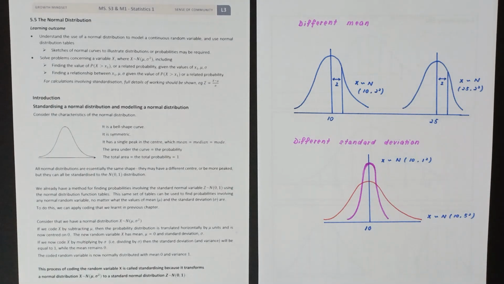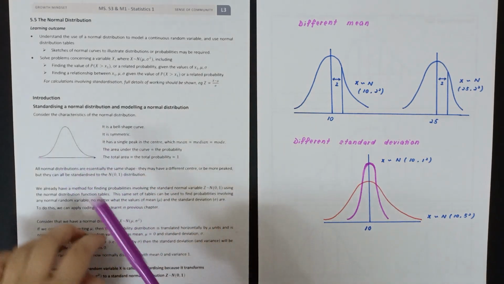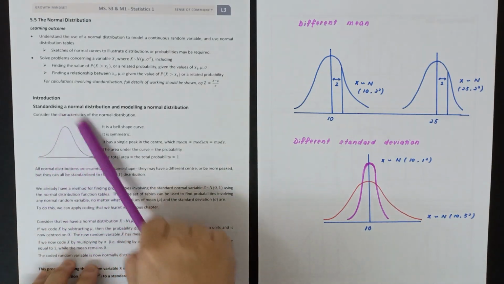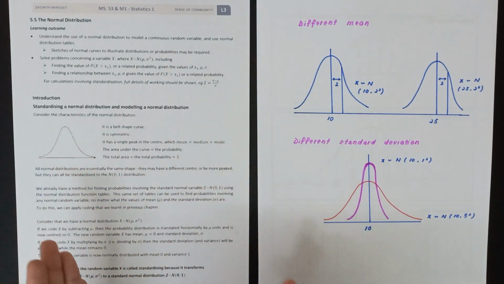Okay, so some recap. Before this, you already learned what a standard normal distribution is. You also learned what a normal distribution is. So basically the characteristic is that it's going to be a bell shape. It's symmetrical left and right, with a single peak in the center, where the center is the mean, the median, and the mode.